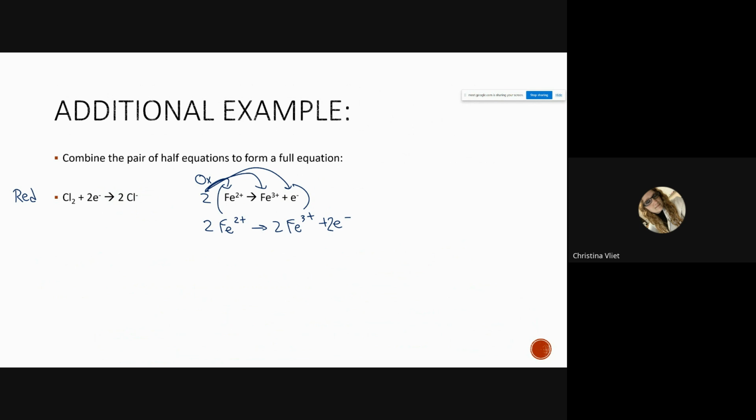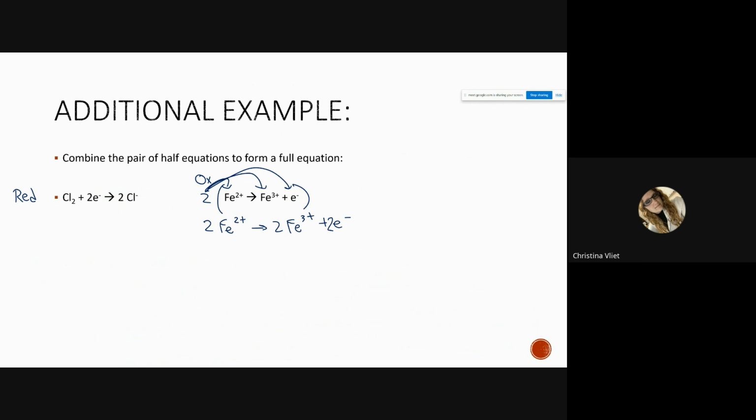Because then, well, here you technically could. For this example, you could, but in the last one, you couldn't because you would have like 1/5 of an iodine or 2/5 of an iodine. So as long as you end up with a full amount of all the atoms, it's okay, technically. So you could in this one, but you shouldn't.